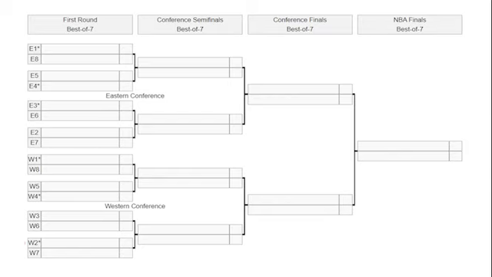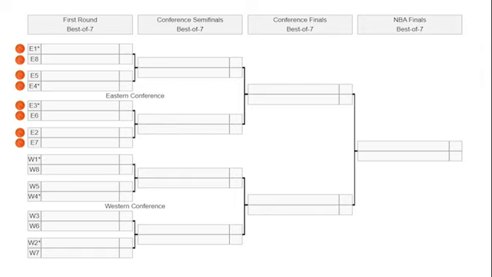So in the Eastern Conference, the first seed plays the 8th. The winner of that moves on and plays the winner of the 5th seed versus the 4th seed. And in closing out the Eastern Conference, we have the 3rd seed playing the 6th seed. The winner of that plays the winner of the 2nd seed versus the 7th seed.